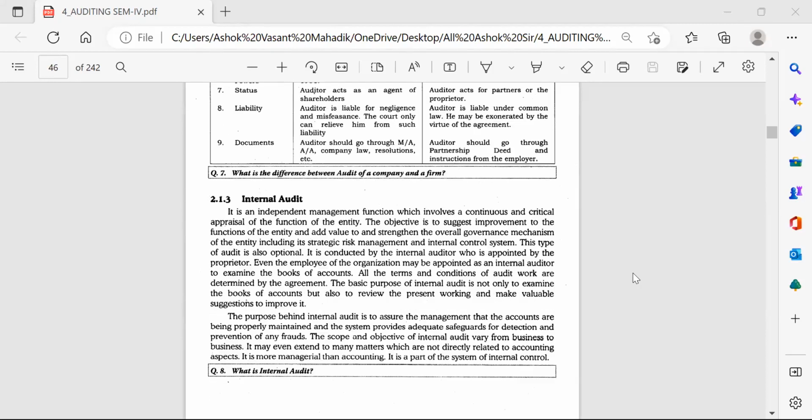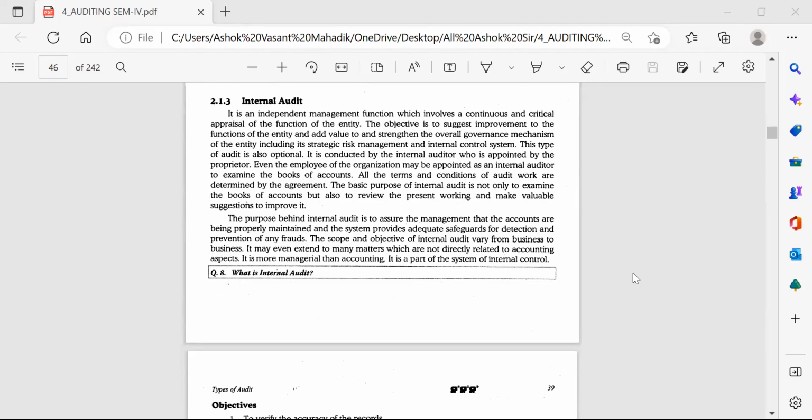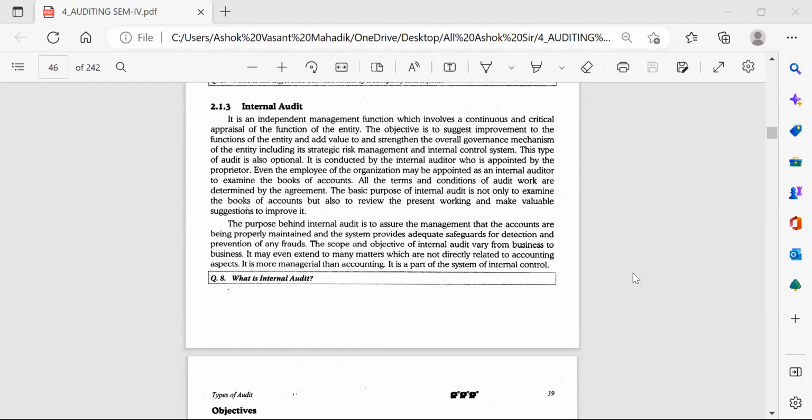We'll move ahead. Now, next one is internal audit. Now, as I told you, under authority, we had three types: statutory audit, which is compulsory by law; non-statutory audit, it is voluntary, like sole trading concern, partnership firm, they may get their books of accounts audited. Now, this is third type, internal audit.